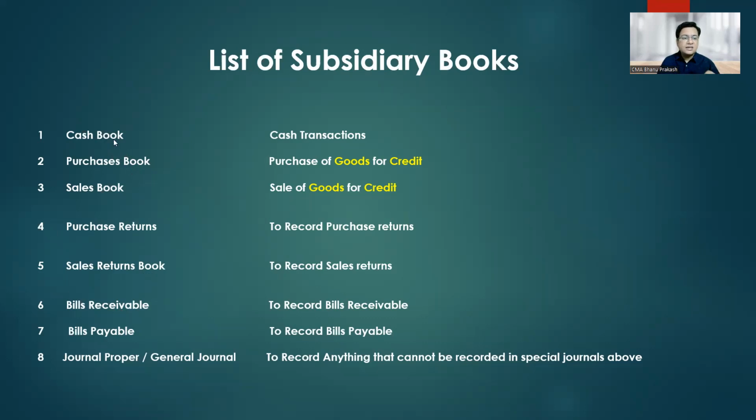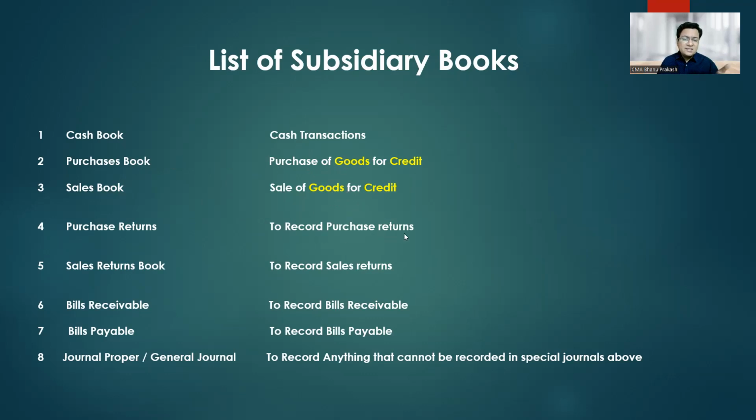For all cash related transactions, we record in the cash book. For all purchase related transactions, we can record in the purchase book. For all sales related transactions, we can record that in the sales book. There is a note related to purchase and sales book that is highlighted. I'll discuss that a little later.